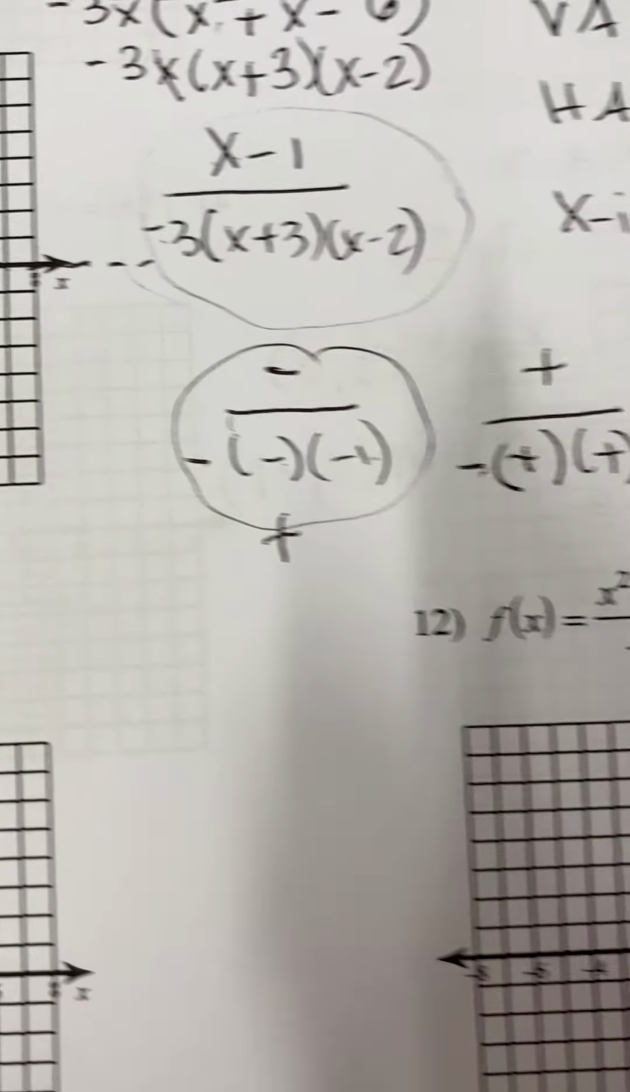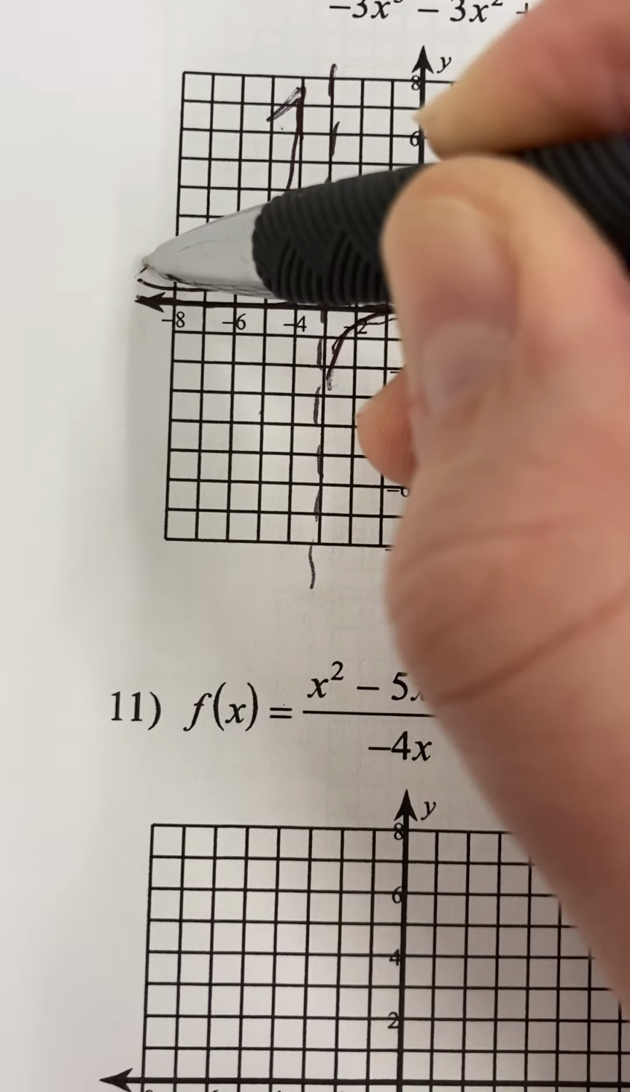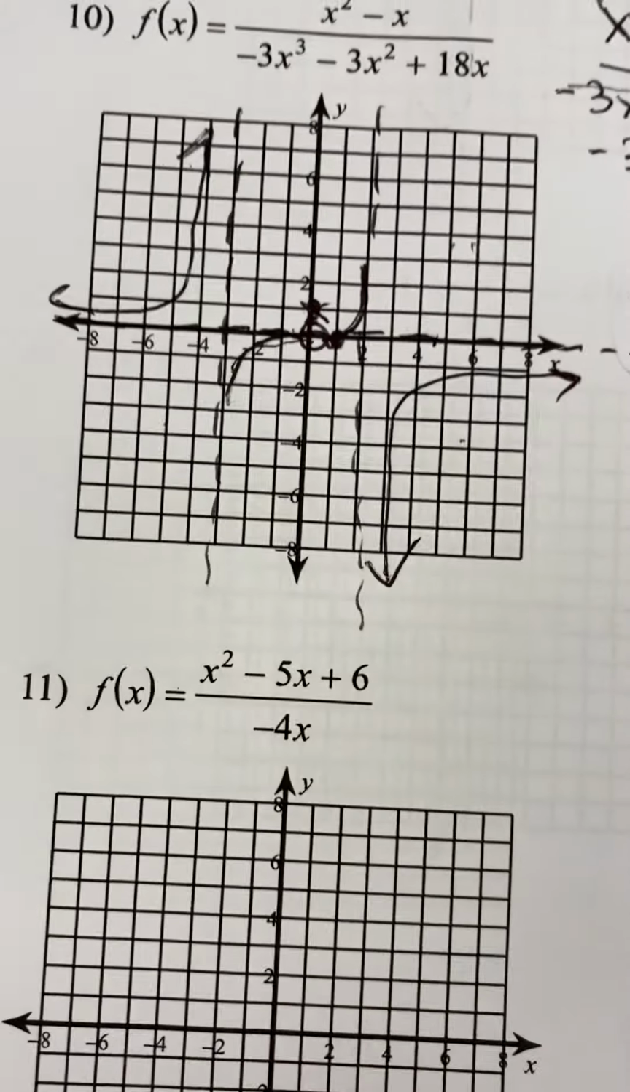All right, so this one ended up being a positive. This one ended up being a negative. So I'm going to come up here, skim along there, and here I'm going to skim along like that in the negatives.